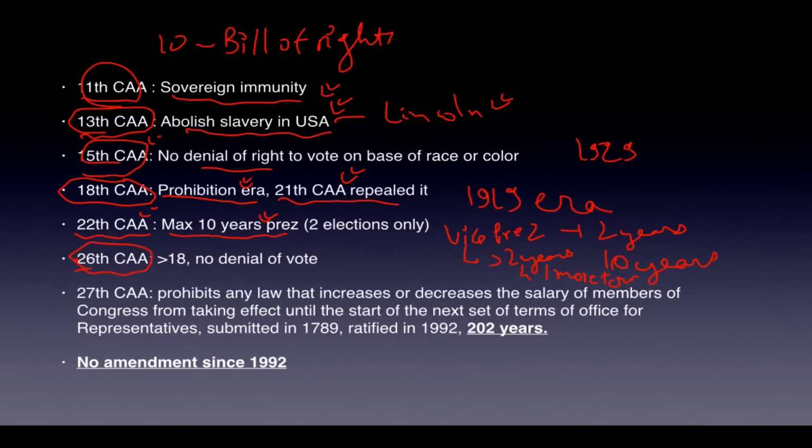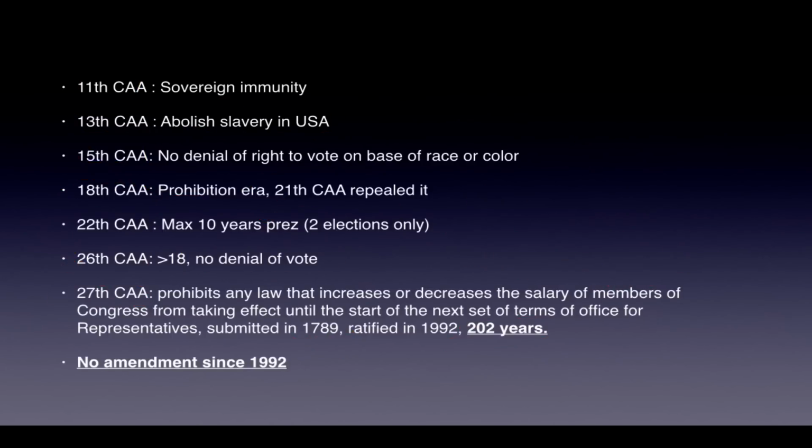Now the 26th Constitutional Amendment Act was passed in 1971. That is, if you are more than 18, there is no denial of vote to you. And this is the last amendment, which was passed in 1992. It just prohibits that you can't increase or decrease the salary of congressmen until at least after the next session starts. It was submitted in 1789 and passed in 1992. That is, it took 202 years to be passed. And there has been no amendment in the US Constitution since 1992. So just to give you a taste of how difficult it is to amend the constitution in the USA.